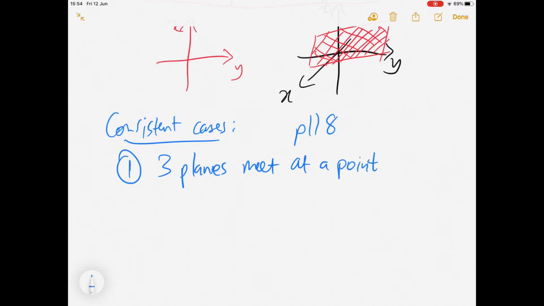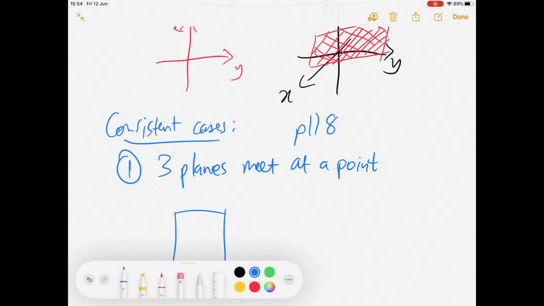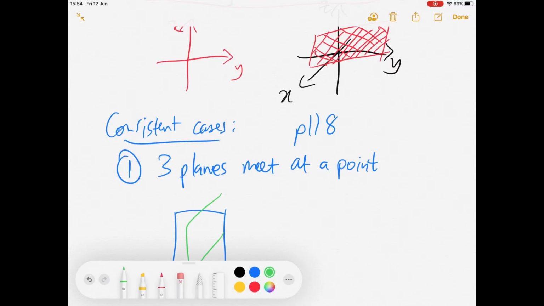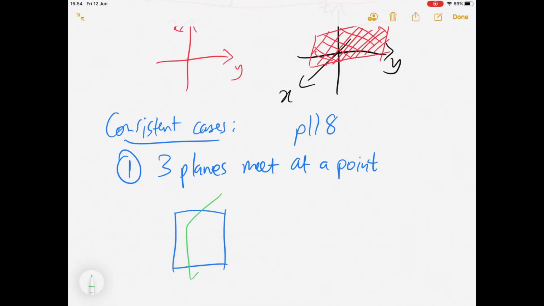So if we have three planes, I'll draw one in blue like this. If we have a different plane, I'll draw it in green. You can see it's going behind. I'll draw in dash what we won't see because it's behind.